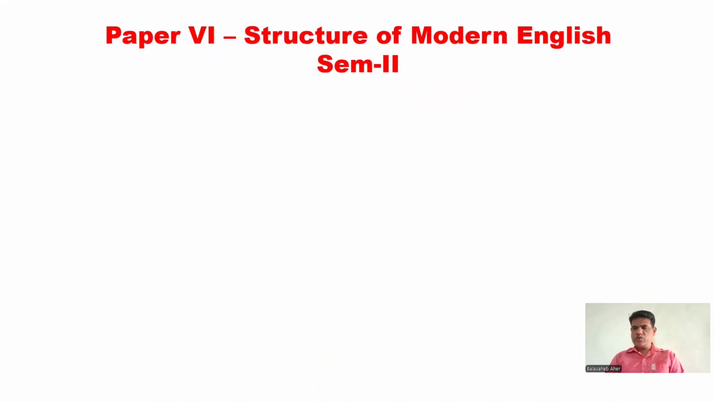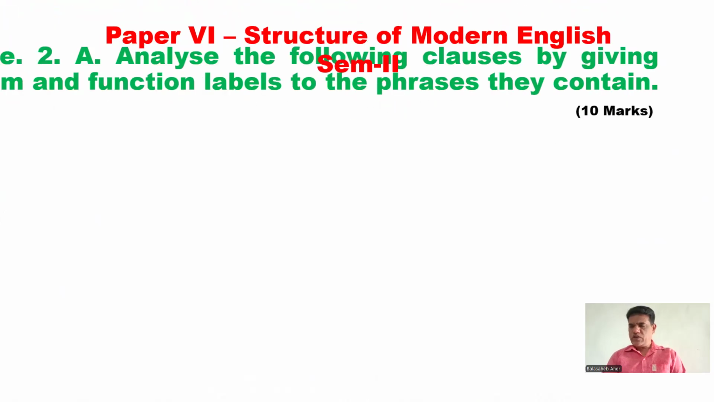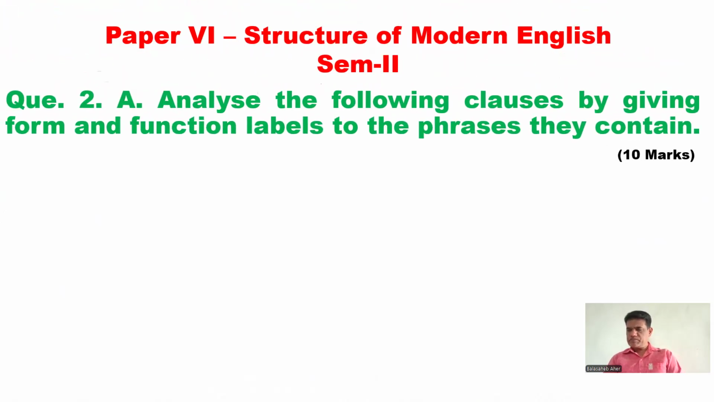Friends, today I am going to explore question number 2A of second semester of paper 6, which is entitled Structure of Modern English. This question is based on the topic called clauses. You can see on your screen that this question reads: analyze the following clauses by giving form and function labels to the phrases they contain.